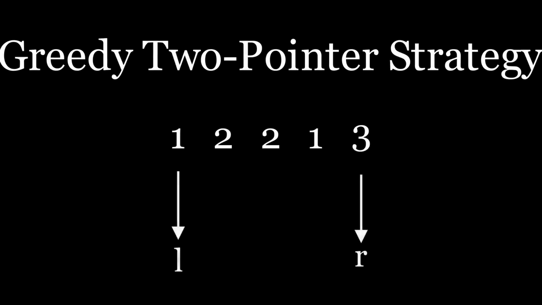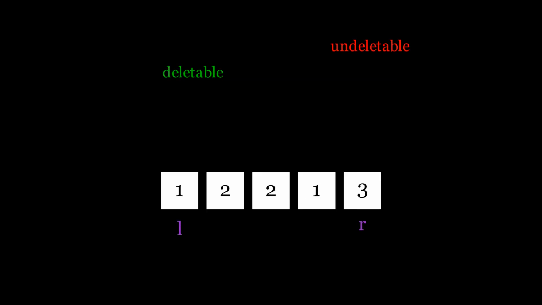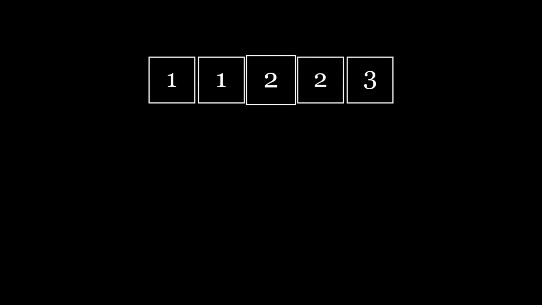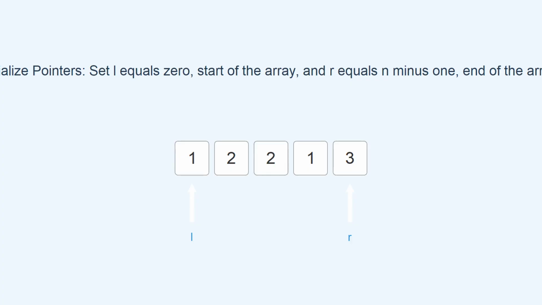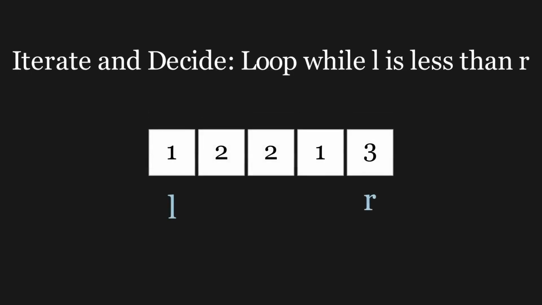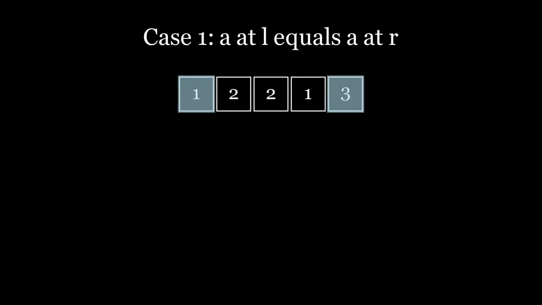With this crucial insight, we can employ a greedy two-pointer strategy. We want to form a palindrome by keeping as many undeletable elements as possible and strategically deleting deletable elements. Here is how it works. First, create a sorted copy of the original array, A. The element at index k minus 1, 0 indexed, is our kth smallest val. Initialize pointers. Set L equals 0, start of the array, and R equals n minus 1, end of the array. Iterate and decide, loop while L is less than R. Case 1, A at L equals A at R.